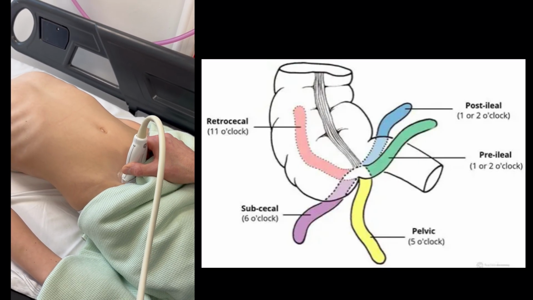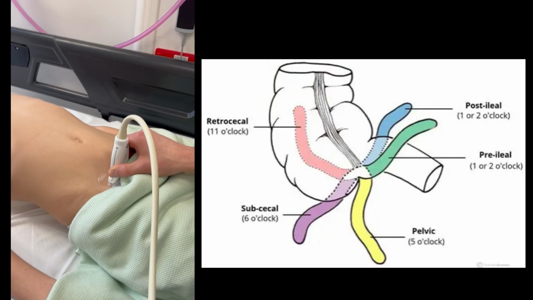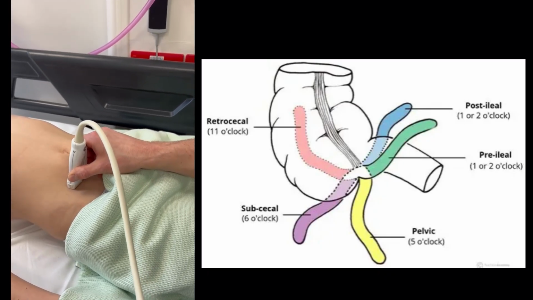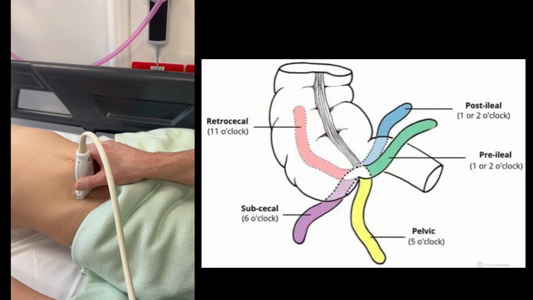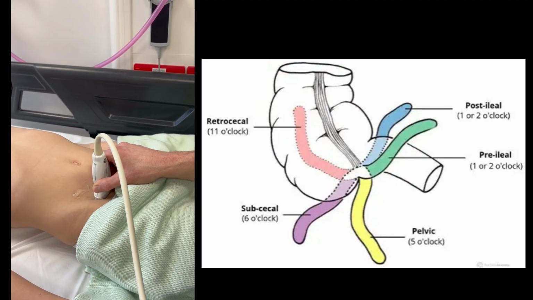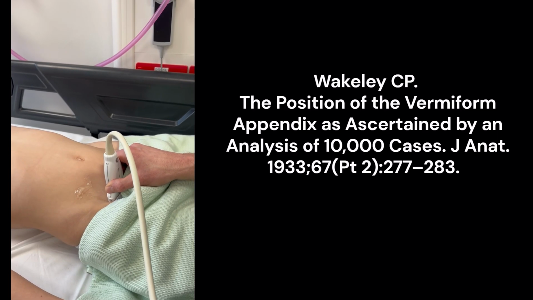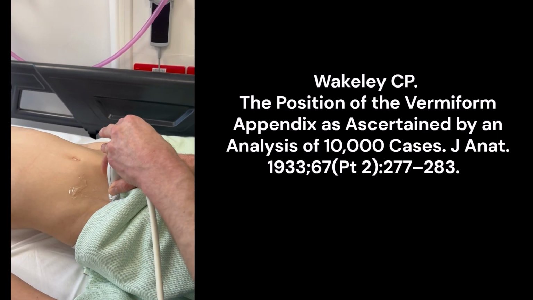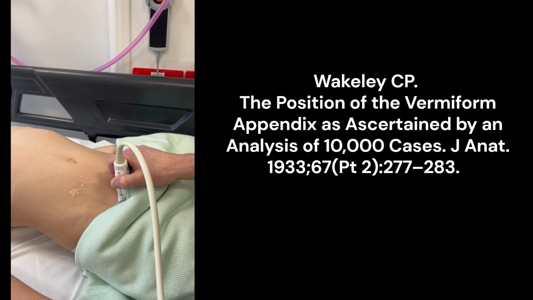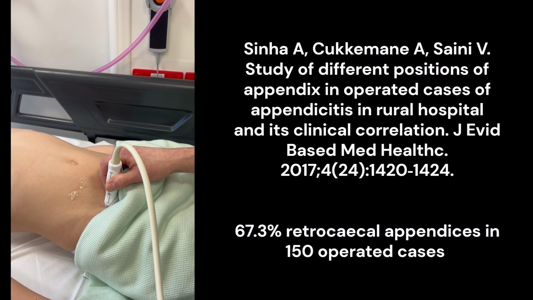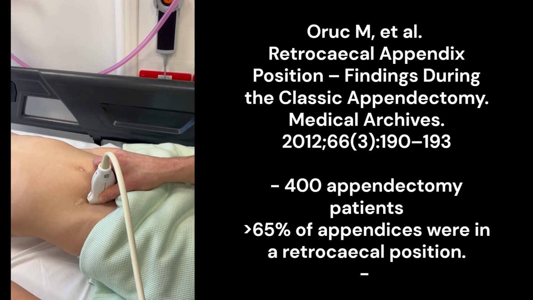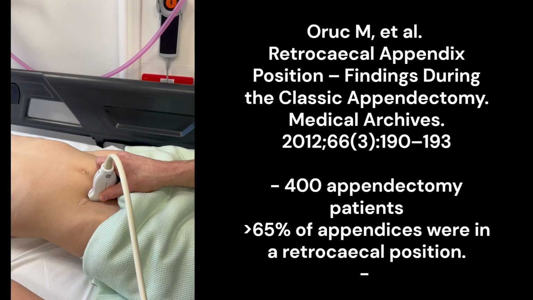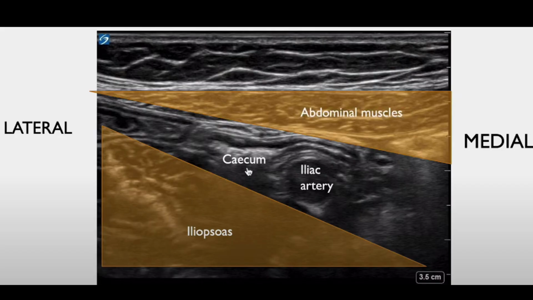I've put up the image of the different positions of the appendix. So this can obviously be post or pre-ileal, it can be pelvic, subcecal, or in many cases retrocecal. So I had to look up the evidence to see where the theory around so many retrocecal appendices came from, and this was a paper from the 1930s with over 10,000 cases, as well as two more recent studies with again large numbers, each of which show roughly 2/3 or more tend to have a retrocecal appendix. So I've found a few certainly, but I wouldn't say it represents the majority of my findings.